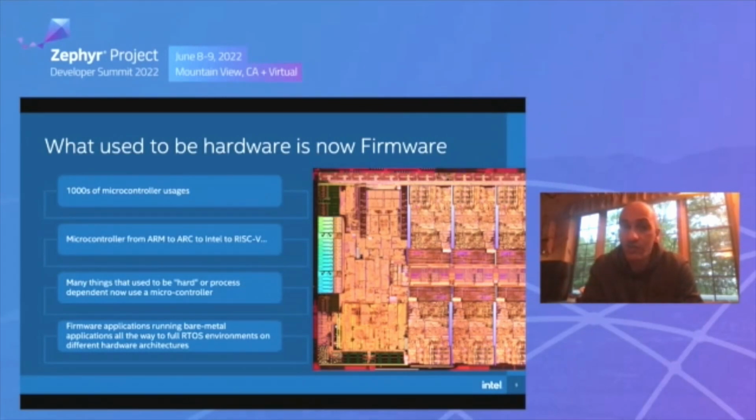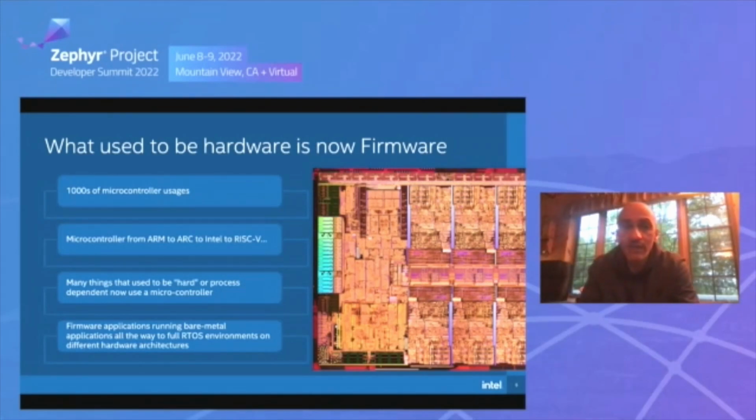Many things that used to be hardwired or process dependent now use microcontrollers. This is the point, and microcontrollers need firmware applications to run them. The simple ones would be happy with a bare metal application, but there are complex applications that would require a full RTOS environment. And this full RTOS environment most likely would be running on one of the many popular architectures mentioned above.